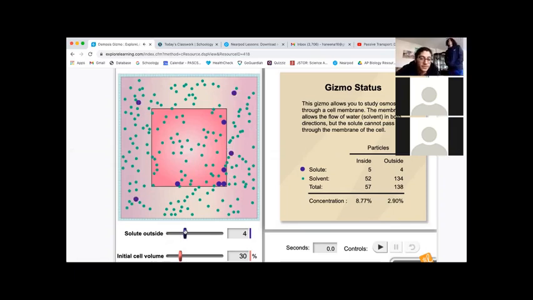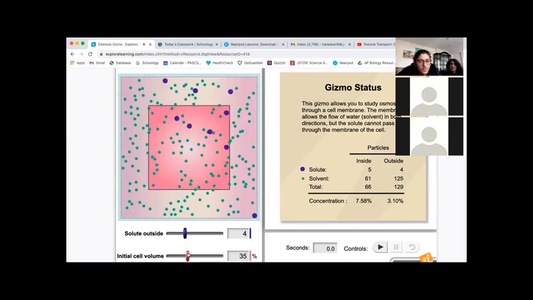When I increase the solute outside, the number of purple dots increases, and the initial cell volume, the perimeter expands. Yeah. So the solute on the outside, right? You're moving it about. So basically you're just manipulating the amount of particles inside and outside, right? Okay, so like I said, you guys have some homework questions to do about this. So before I let you guys go, do you have any questions about this?